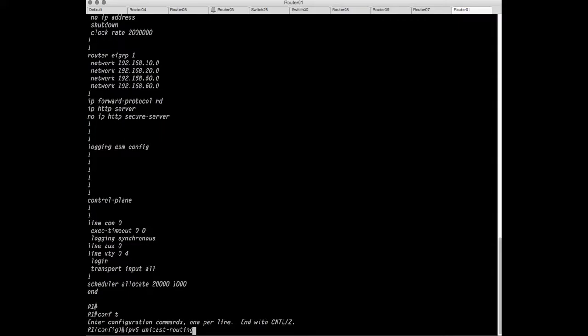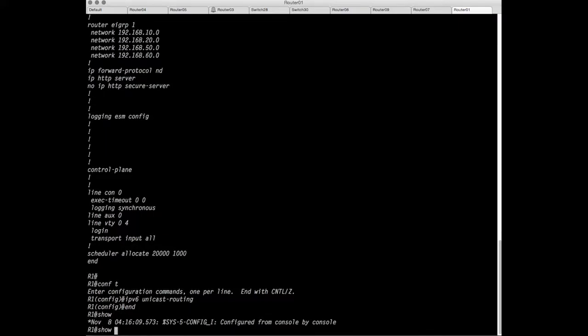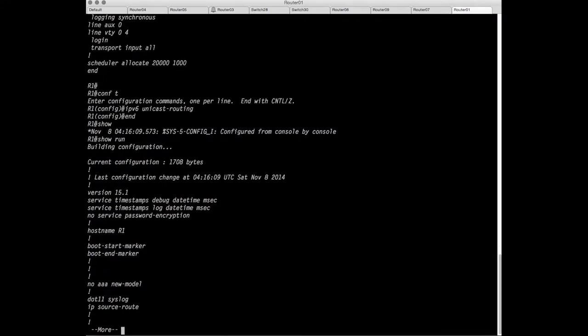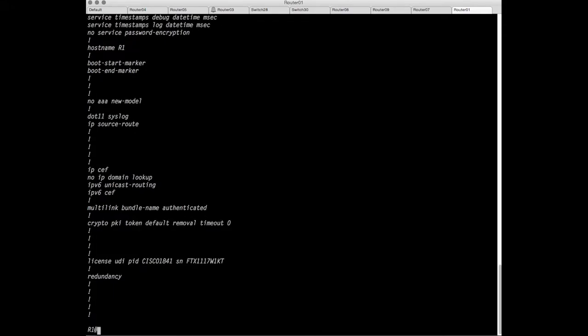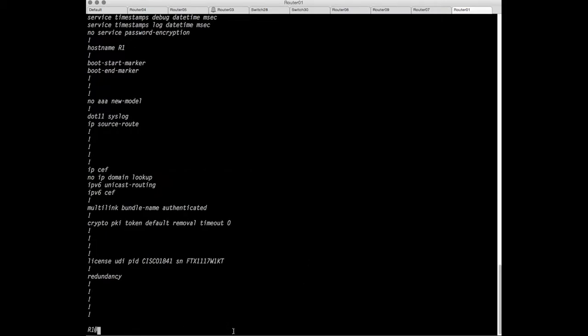So I have a version 15.1 image on this router, and I had to upgrade the RAM of the router and the flash in order to support that image. And then you just type that command, and now IP version 6 is enabled. We can check that by doing a simple show run. And here you can see ipv6 unicast-routing. So now we know it's enabled.